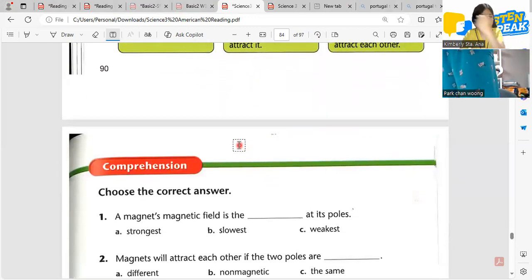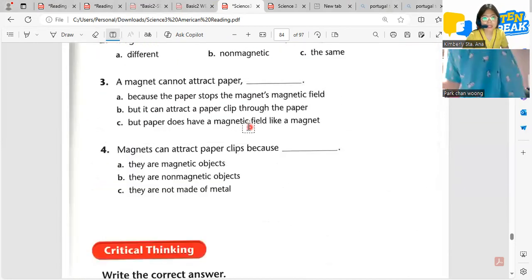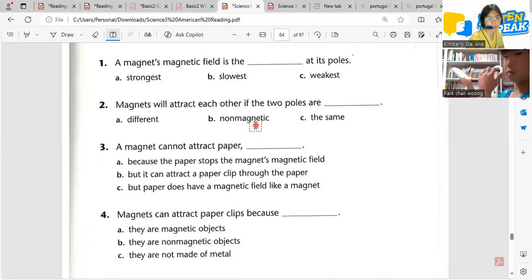Now, let's try this one, okay? We have some sentences here that we need to complete, and I'll be needing your help because I want you to master this lesson. So someday, if you have younger friends or a younger cousin, you can teach them about the magnetic field.